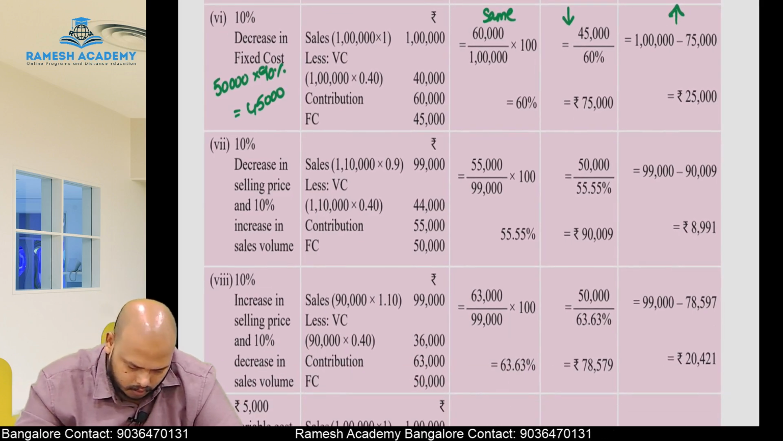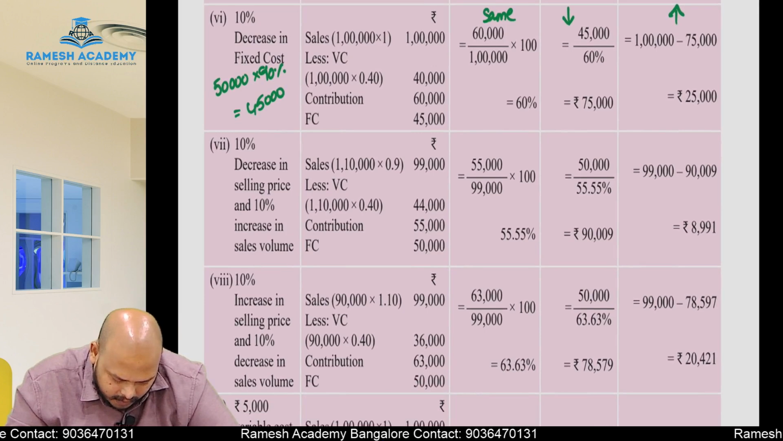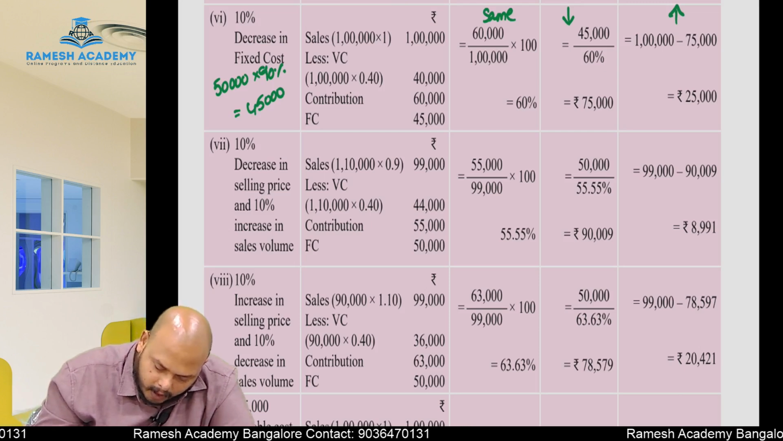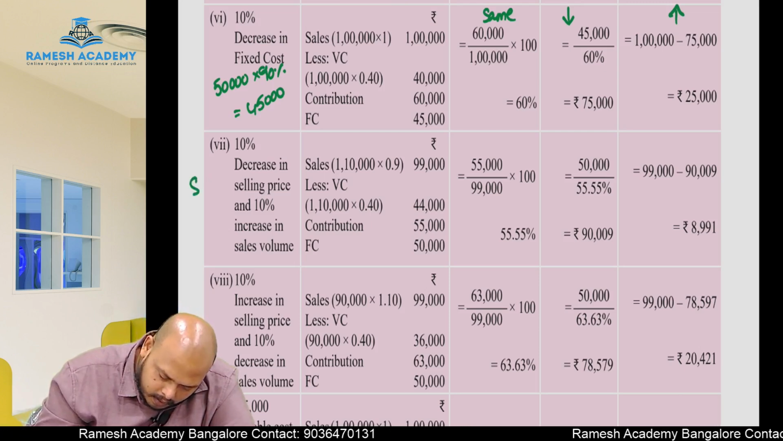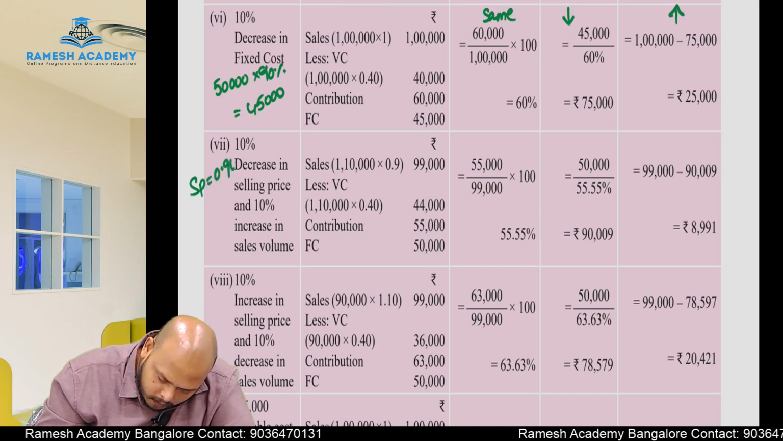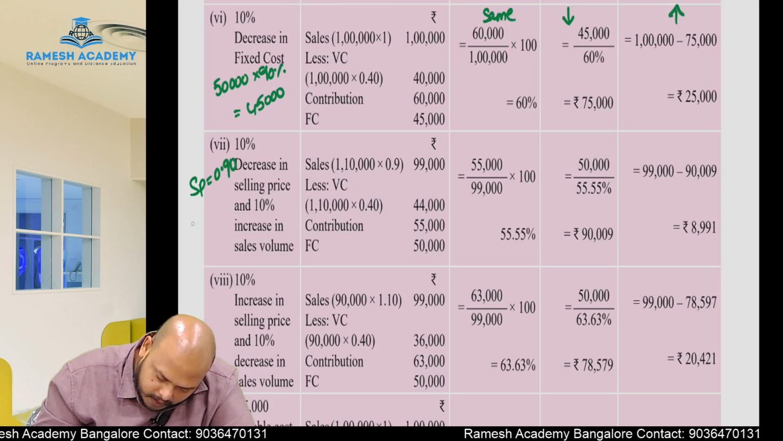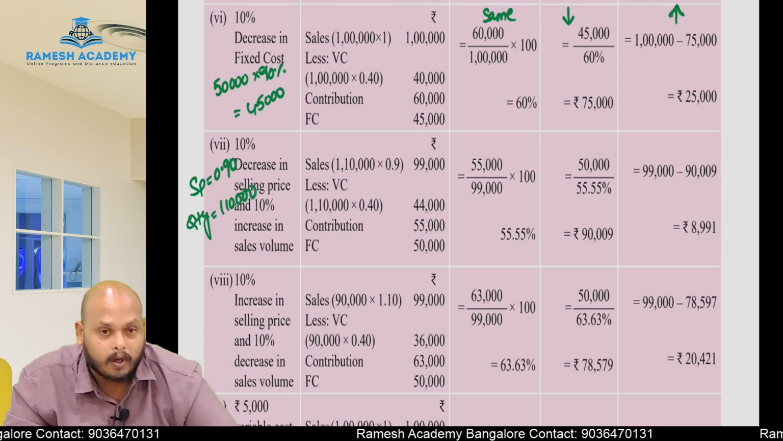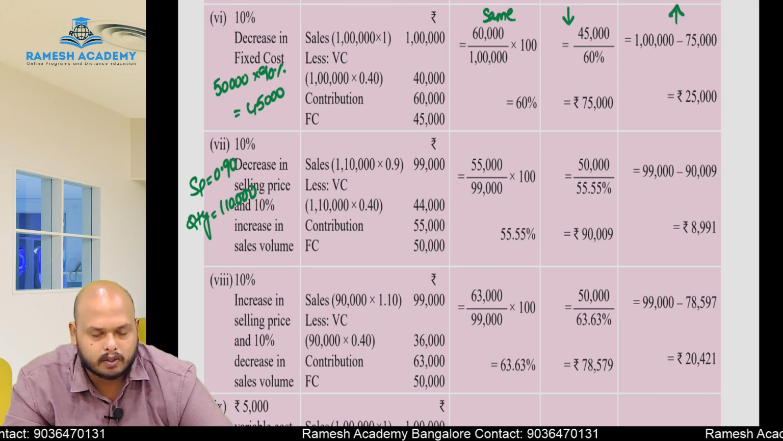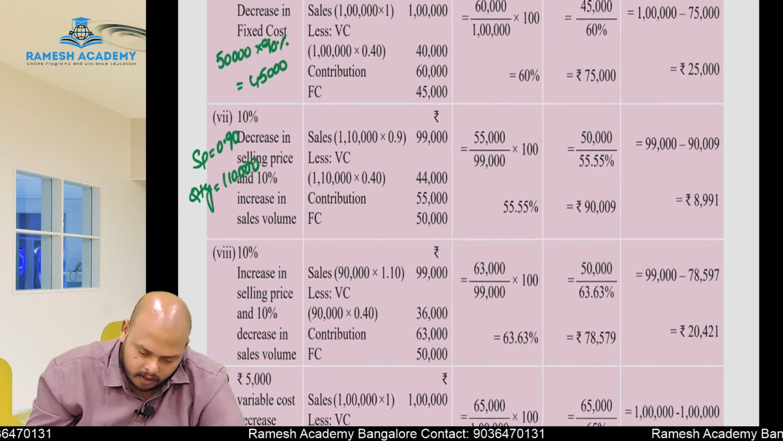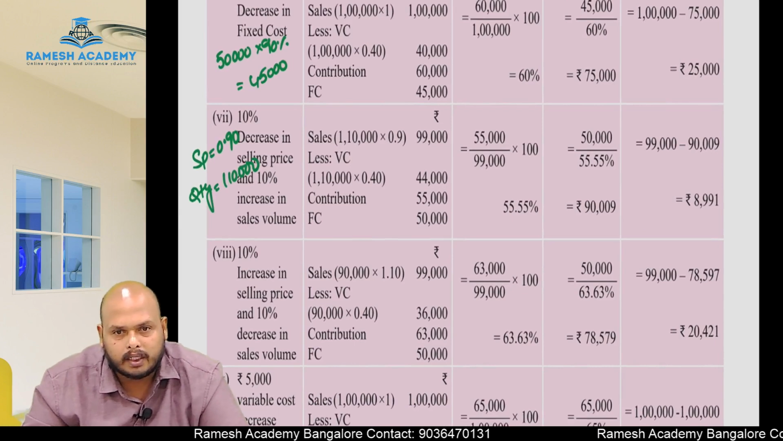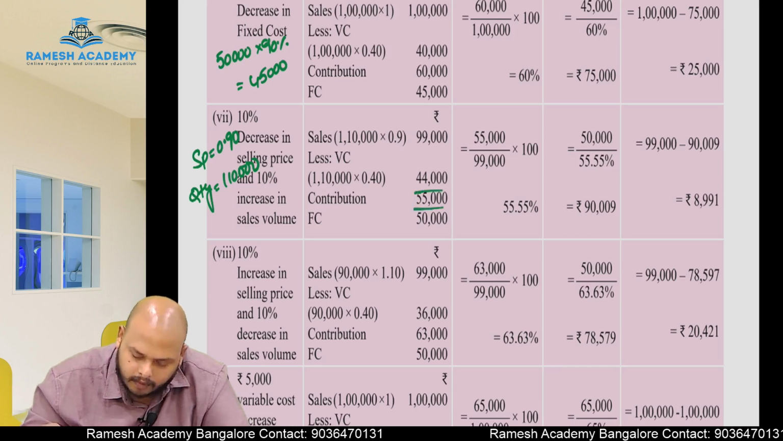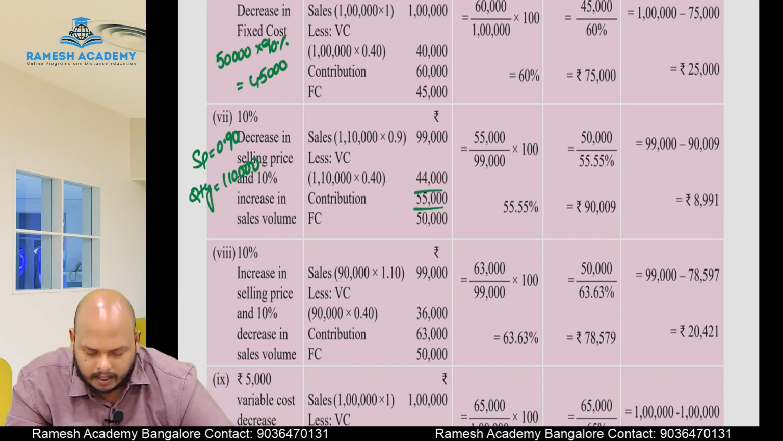Next, seventh one, 10% decrease in selling price and 10% increase in sales volume. Okay na? So selling price is decreased by how much? 10%. That is nothing but selling price is 0.90. And increase in volume 10%, that is nothing but quantity is equal to 1,10,000. So 1,10,000 into 0.9, that is nothing but 99,000. 1,10,000 into 0.4, 44,000. How much is the contribution? 55,000. 55,000 divided by 99,000 into 100.